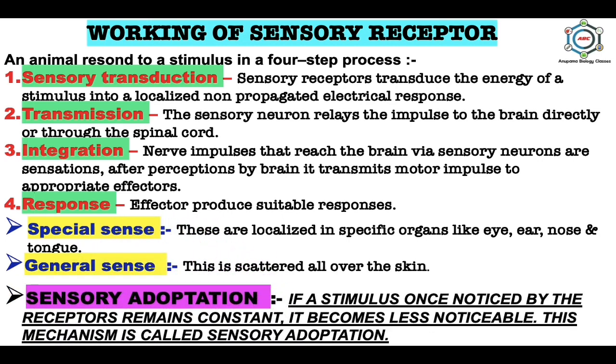Sensory adaptation. If a stimulus once noticed by the receptors remains constant, it becomes less noticeable. This mechanism is called sensory adaptation, and it checks the nervous system from becoming too sensitive. For example, you soon cease to smell a perfume applied to the body or clothes, but others approaching you can still note its fragrance.